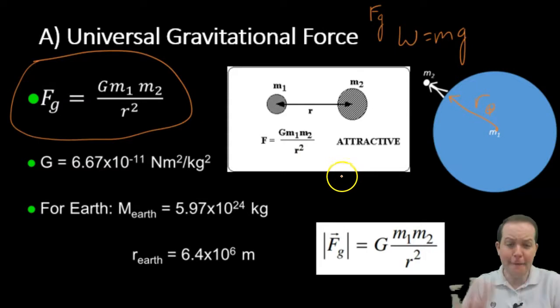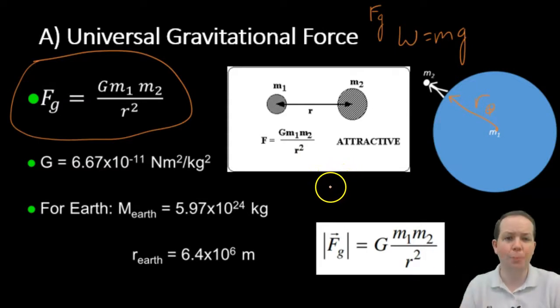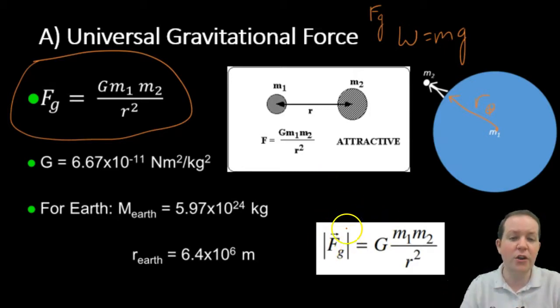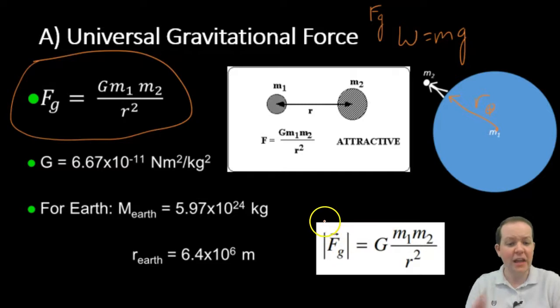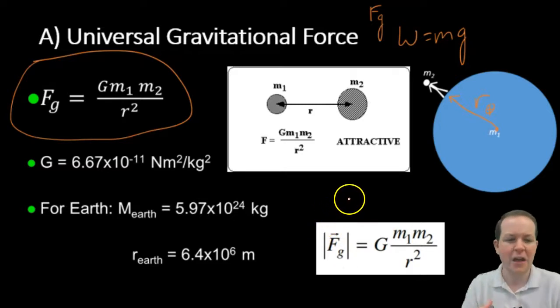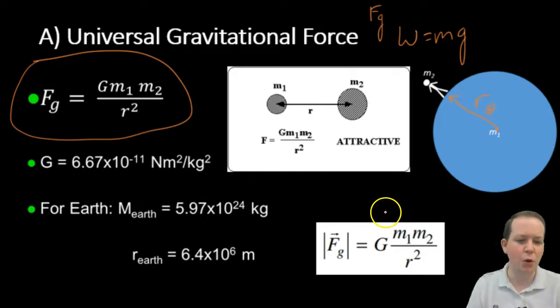It is between everything with two masses, or between everything with mass, but it's very small for things on our scale. This equation right here is what you're going to see on the AP Physics 1 equation sheet. Again, they use absolute values because you don't really have to worry about positive or negative. G, m1, m2 over r squared.